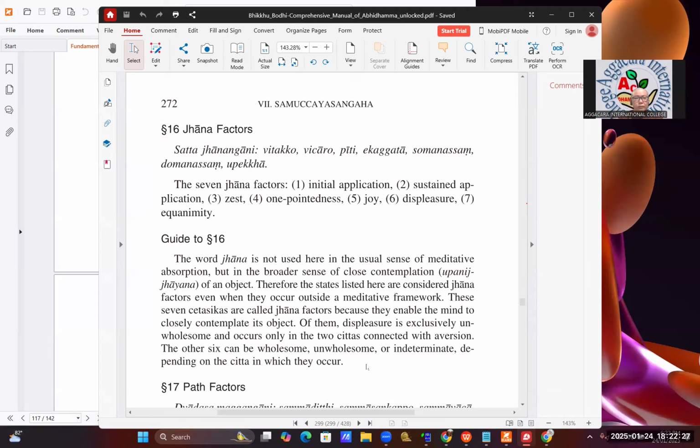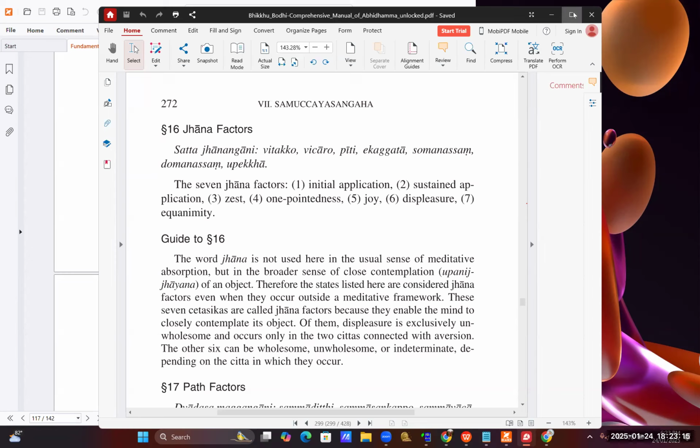The word jhana is not used here in the usual sense of meditative absorption, but in the broader sense of close contemplation, upanijjhayana, of an object. Therefore, the states listed here are considered jhana factors even when they occur outside a meditative framework. These 7 cetasikas are called jhana factors because they enable the mind to closely contemplate its object. Of them, displeasure is exclusively unwholesome and occurs only in the 2 cittas connected with aversion. The other 6 can be wholesome, unwholesome, or indeterminate, depending on the citta in which they occur.